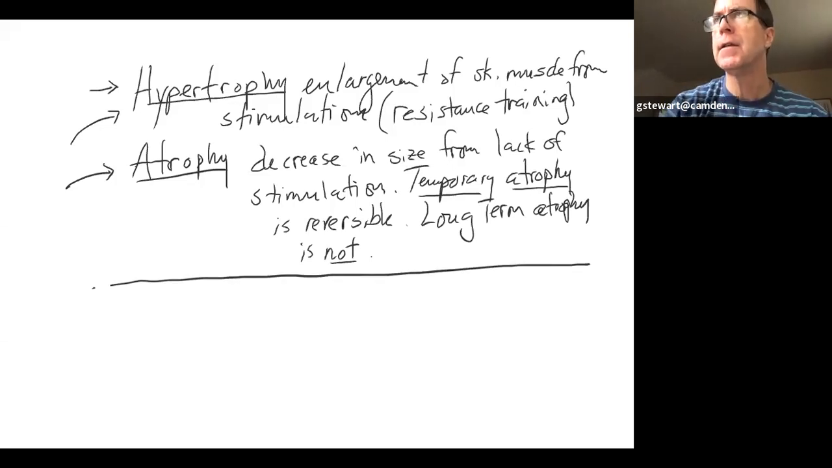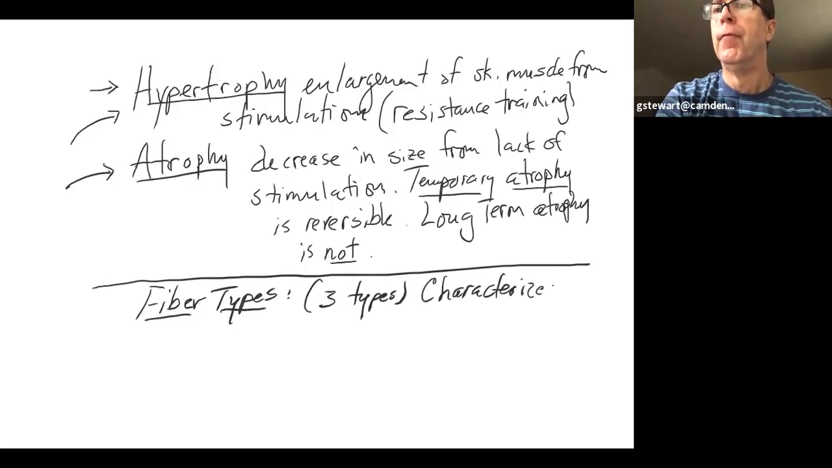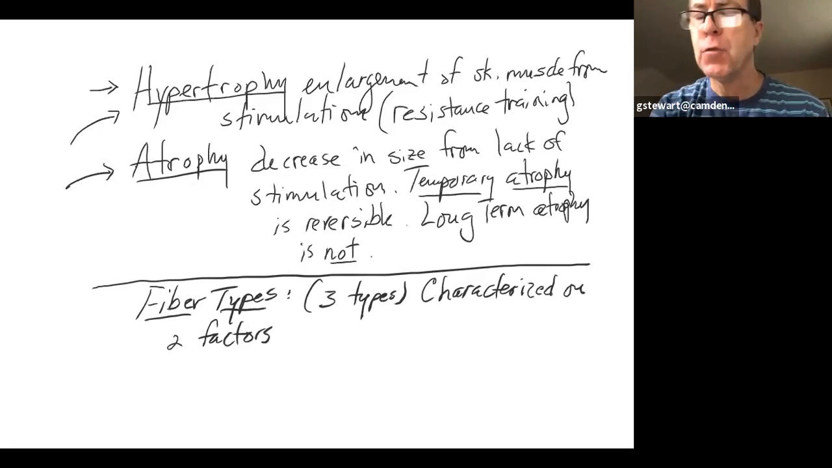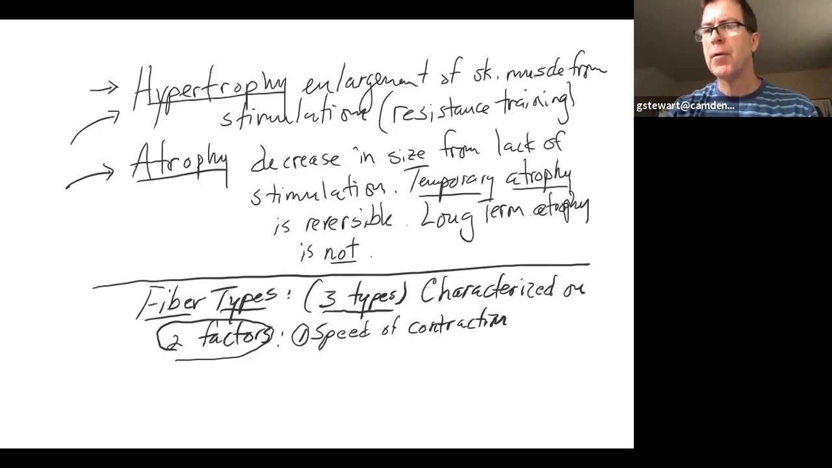All right, I'm going to draw a line here because I need to cover two more major topics. The next one is muscle fiber types. This is still within skeletal muscle. We have basically three types of muscle fibers. And they are characterized based on two factors. What that means is we put these three types into their separate categories based on these two things. And those two factors of characterizing muscle fiber types are, first, the speed of contraction, how fast a muscle can perform a contraction. So we call them either slow fibers or fast fibers.